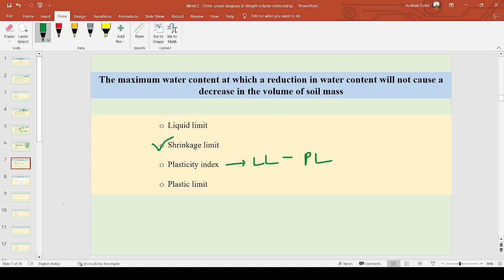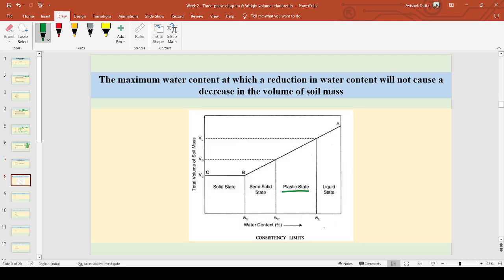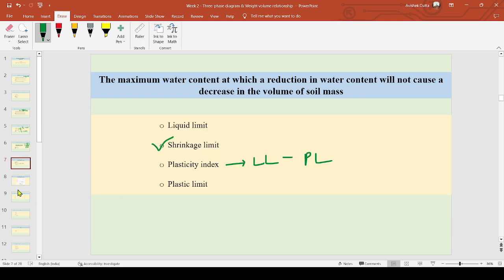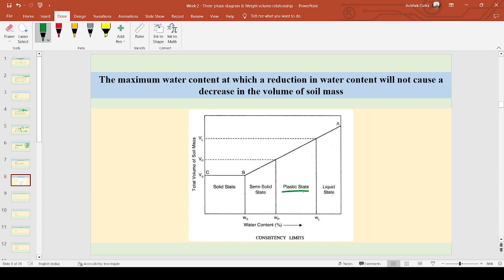Liquid limit you all know: this is the limit after which, if we go on adding water, the soil will behave like a liquid. That is the liquid limit. What is plastic limit? It is the point after which the soil will stop behaving like a plastic or easily deformable material and will go to a semi-solid or stiff stage. This is called plastic limit. Okay, is it clear?